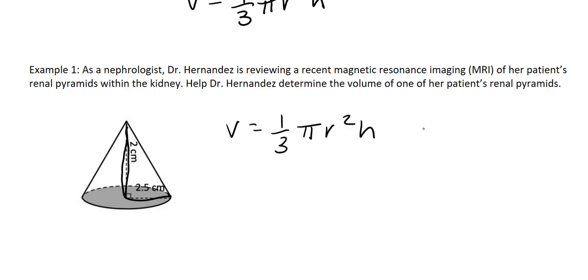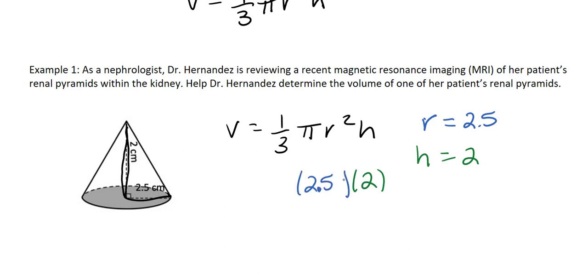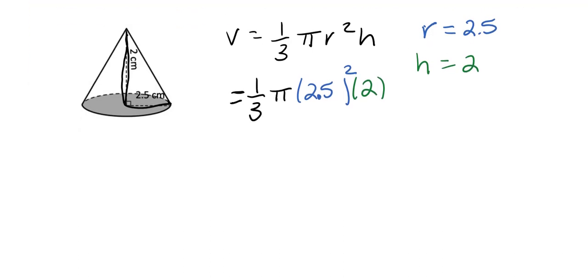So our radius is 2.5, and we have a height of 2. When we fill that in, we'll put 2 right there, and then we'll put 2.5 right there, and that's squared, right? And then we just have pi and 1/3, and those are the things that never change, right? So 1/3 times pi, and then multiply by 2.5 squared times 2.